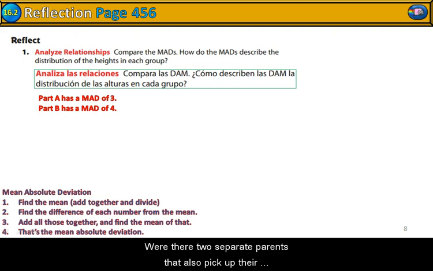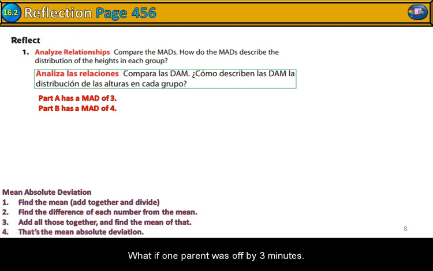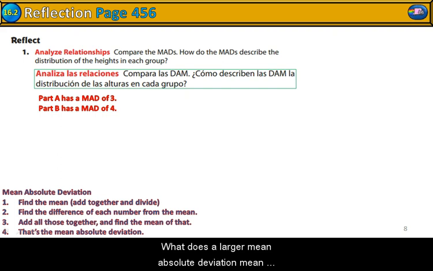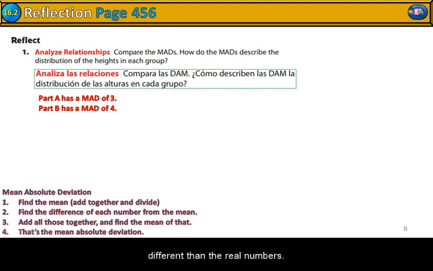What if there are 2 separate parents that also pick up their child and arrange that they'd pick up their kid in 30 minutes? What if one parent was off by 3 minutes than normal and another parent was off by 15 minutes than normal? It could be 15 minutes earlier or 15 minutes later. What does a larger mean absolute deviation mean when compared to a mean absolute deviation that is smaller? What if one parent was never off and always picked the child up in 30 minutes? What do you think that mean absolute deviation would be? That's right. The larger the mean absolute deviation, a larger number, it means that the average is actually a lot different than the real numbers in the set.